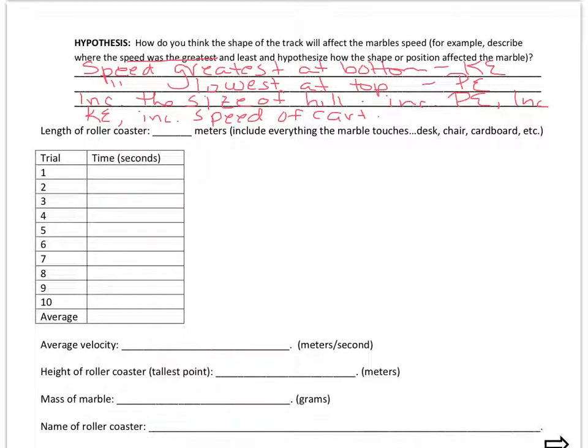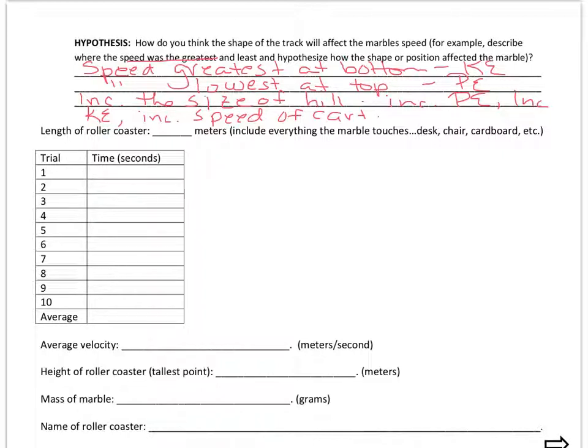So in your own words, you need to say something about how if you increase the size of the hill, that increases the amount of potential energy the car has, which will also increase the amount of kinetic energy it has, which then in turn will increase the amount of speed that it has.